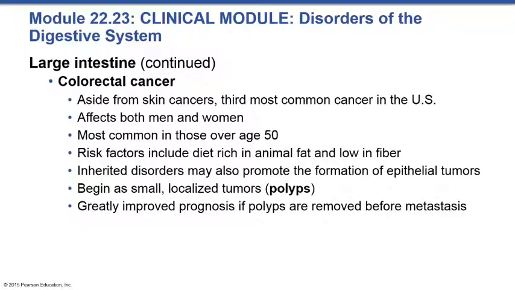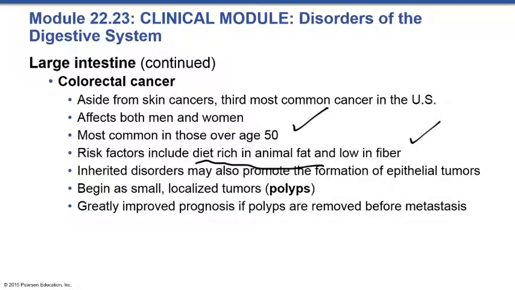There's cancer of this whole system. There can be colorectal cancer, a pretty common cancer, third most common in the U.S., affecting men and women equally, and those over age 50. So starting at age 50, most people will get a colonoscopy to look for these early signs of colorectal cancer. Risk factors have been identified as a diet rich in animal fat and low in fiber. So eating your fiber helps to minimize colon disorders and colon cancer.